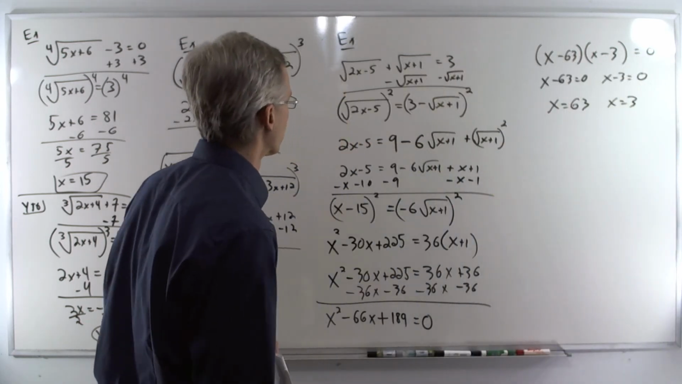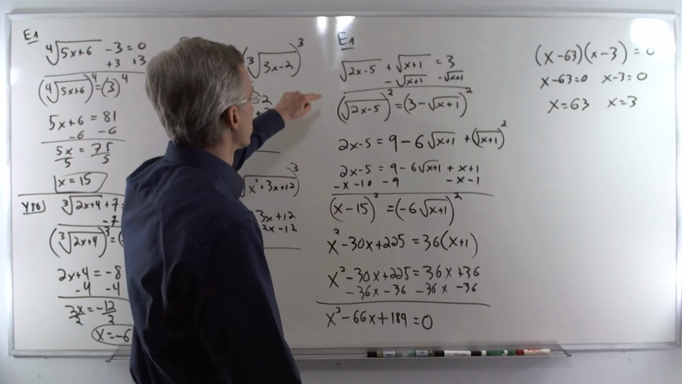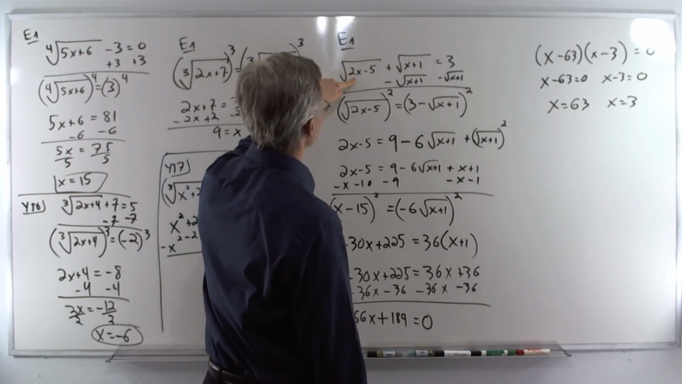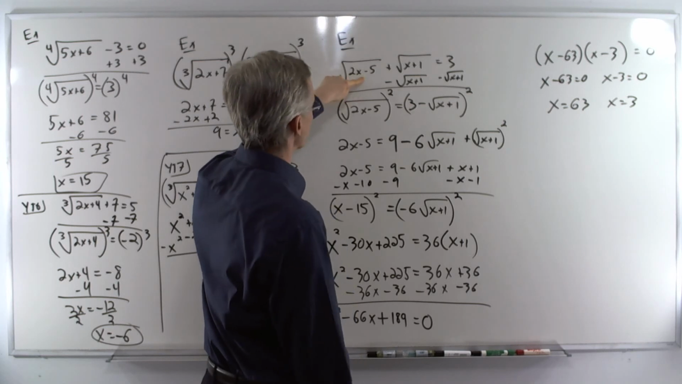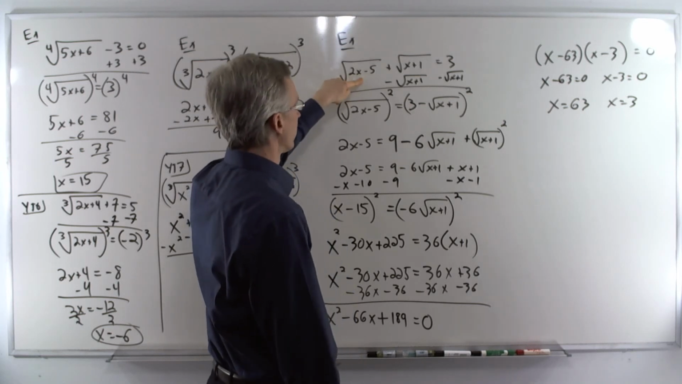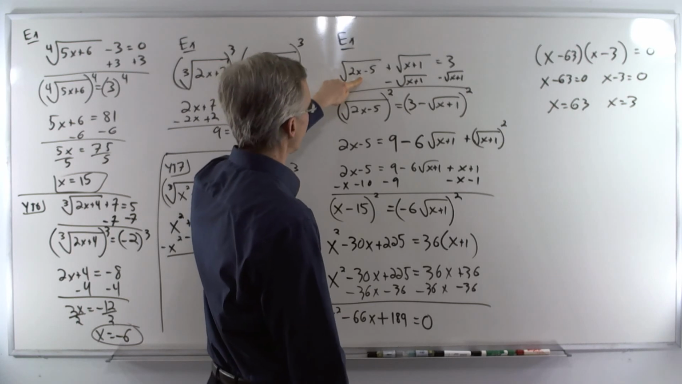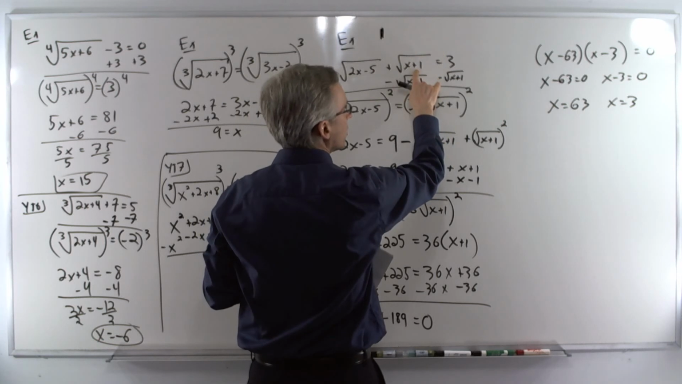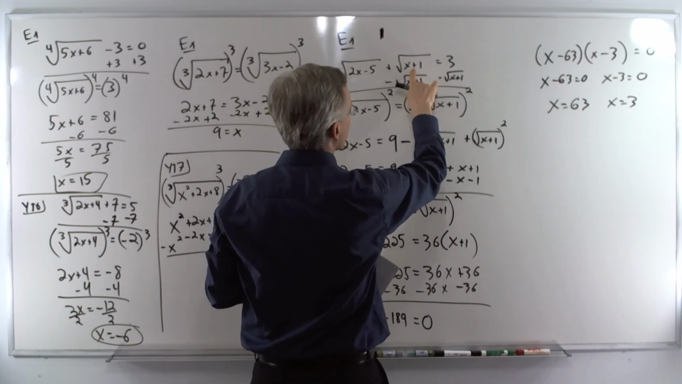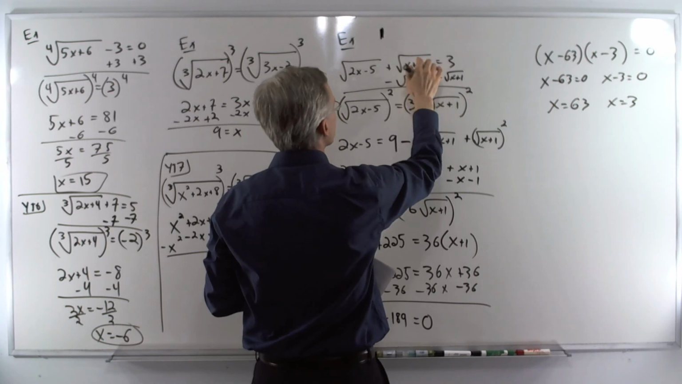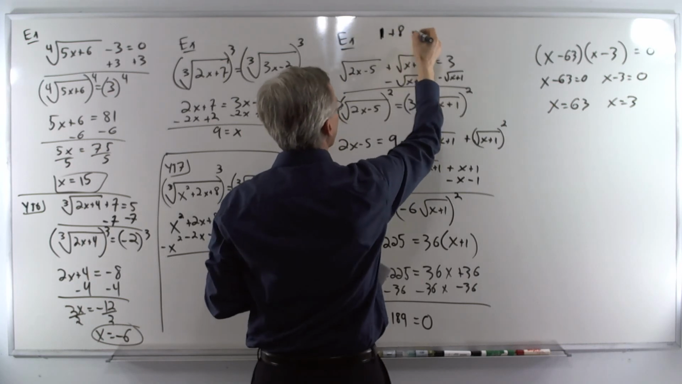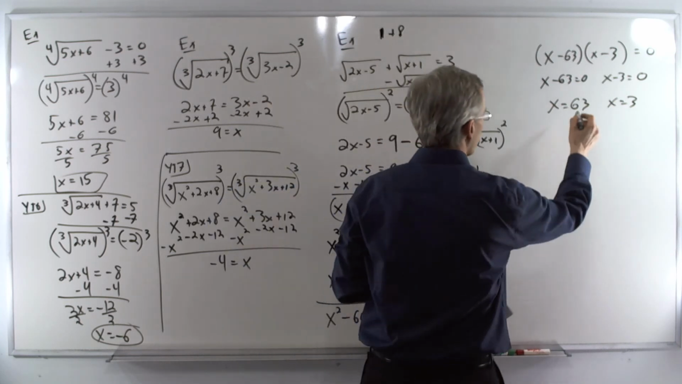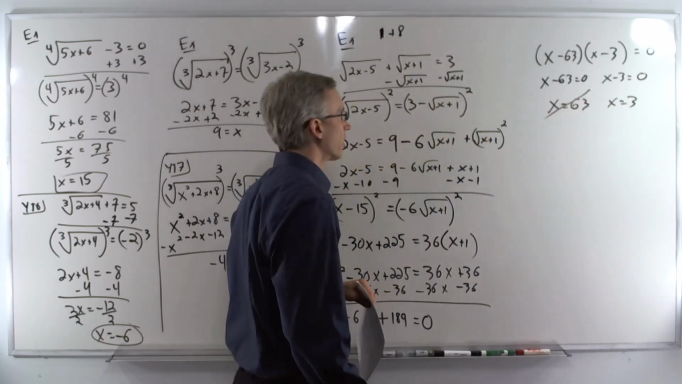All right, let's check now. Going back to the original equation. 2 times 63, that's 126, minus 5 is 121. Square root of 121 is 11. So we got 11 here. Over here, we'll do 63 plus 1 is 64. Square root of 64 is 8. So that gives us 11 plus 8, which is 19, does not equal 3. So 63 is extraneous, not a real solution.